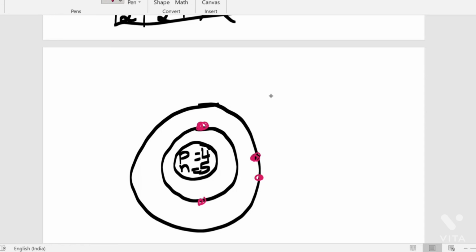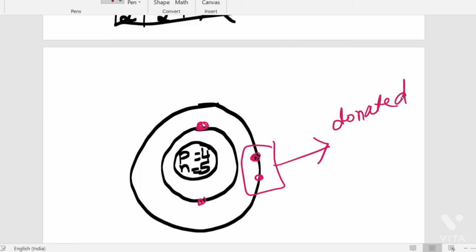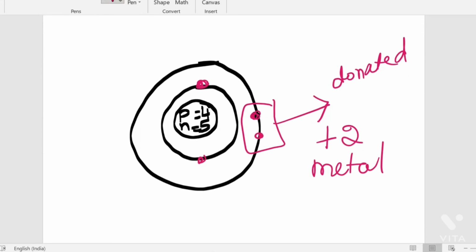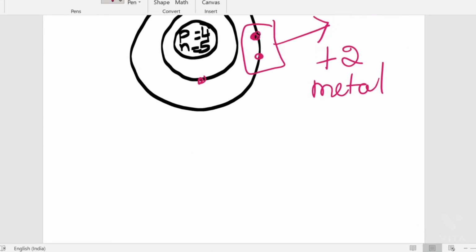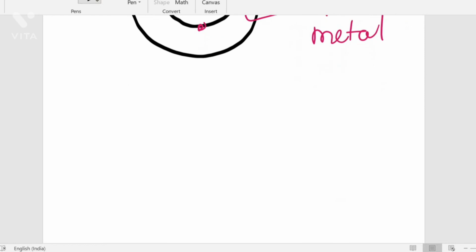So as it has 2 electrons, these 2 electrons will be donated, so that it is getting +2 charge. So this beryllium is also a type of metal like lithium. Okay, and we are moving to the last one of today's video.